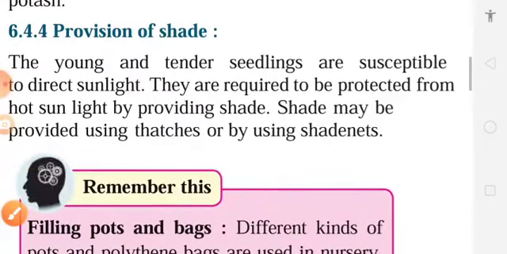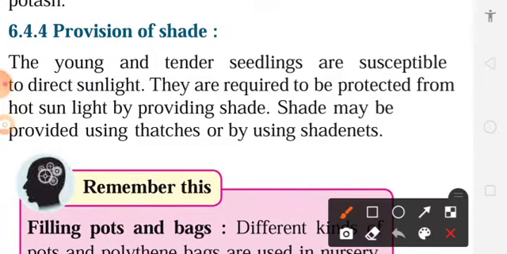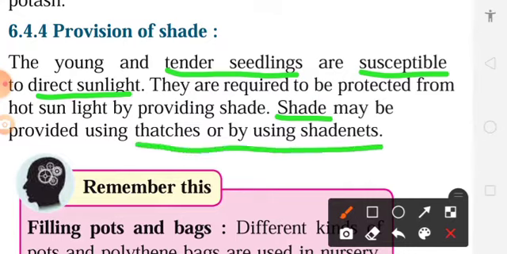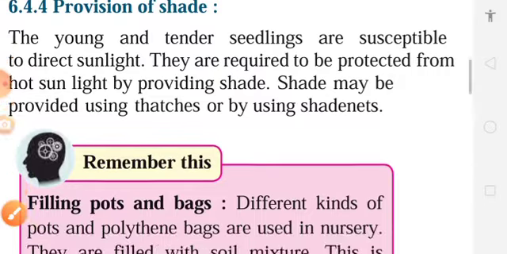Another important thing to be remembered is that shade is very important in the nursery, because the young, tender seedlings are very susceptible to direct sunlight, they may die. So protection from sunlight is to be given. For that purpose shade is to be made by using thatches or shade net. Thatches means the remaining part of the plant after harvesting, which can be used to make a shade.